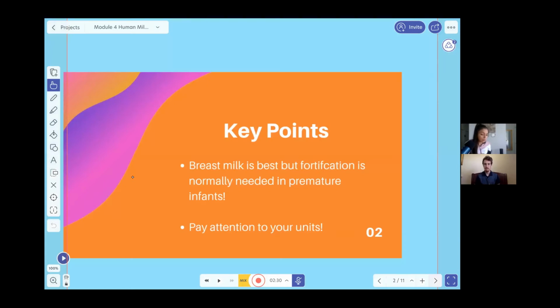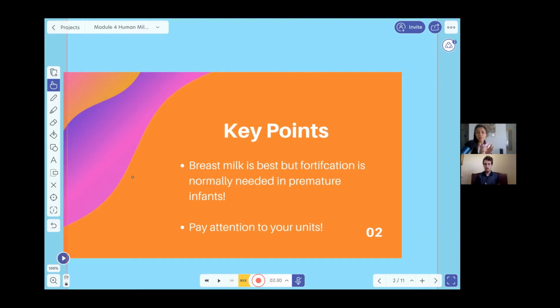Okay, so first we have to go over some key points, guys. Before we get into the math portion of it, we definitely want to remember, we all know that breast milk is best, but when we are discussing the actual PN and fortification for premature infants, it's always going to be needed because normally they're not going to be able to get all the essential nutrients that they would normally get if they were a term infant from breast milk. So that's why we use human milk fortification.